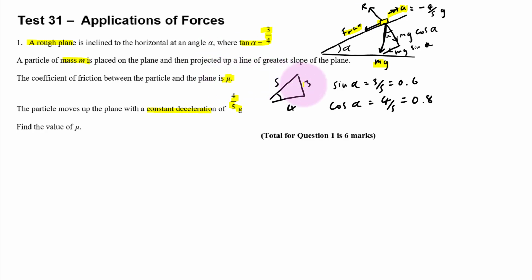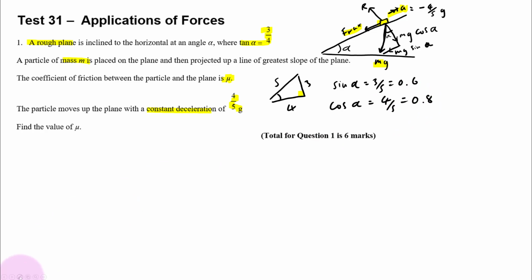So let's break this down. We know tan alpha is 3/4. So we have the 3, 4, 5 right angle triangle here. So we work out sine alpha, opposite over hypotenuse, which is 3/5, cos alpha 0.8. We should just do that out of habit, it might help us later.